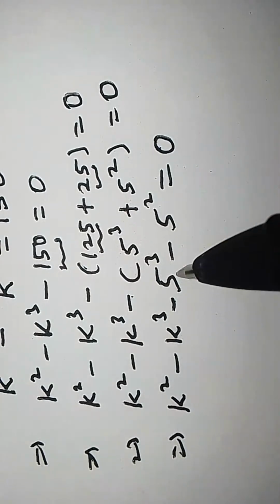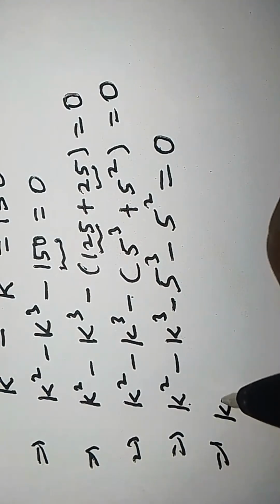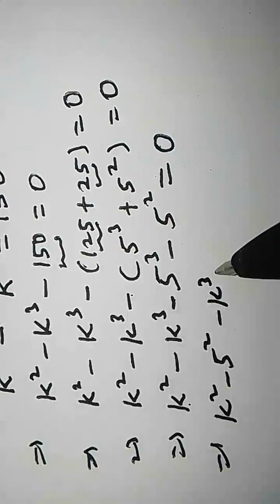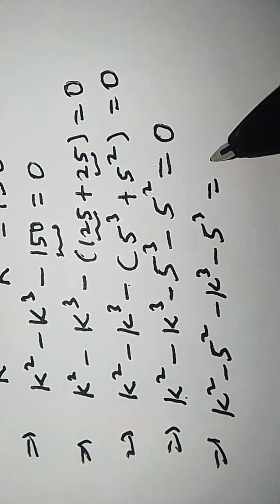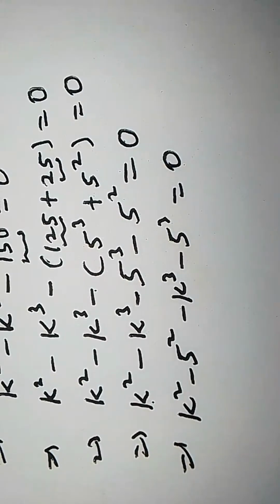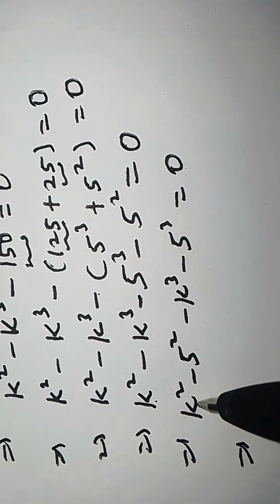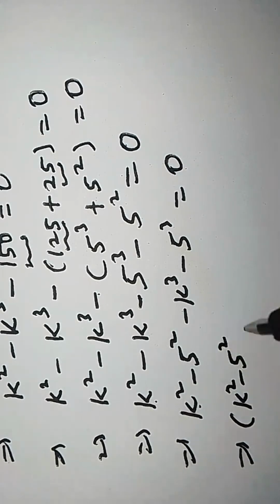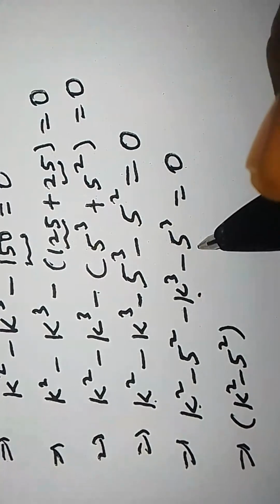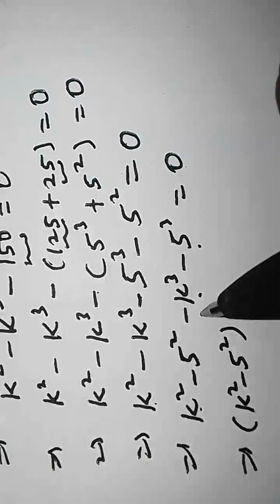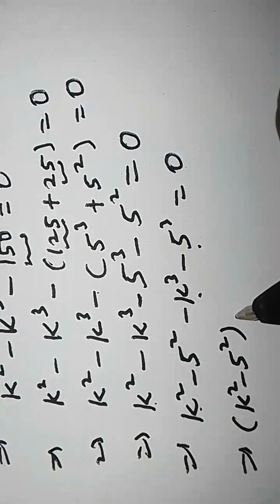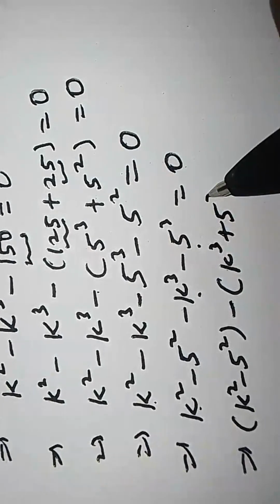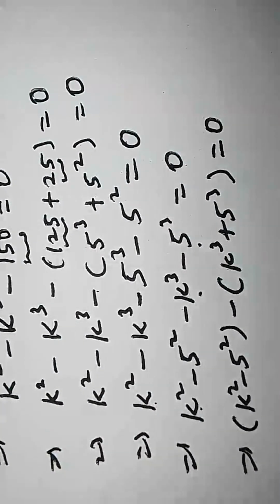Now, let us rearrange this equation. K squared minus 5 squared minus (K cubed minus 5 cubed) is equal to 0. Good. You will see that we can put these two guys in brackets. So we have K squared minus 5 squared. Also, from these two guys, it is very possible to factor out the negative sign. Doing that, we have minus into K to the power of 3 plus 5 to the power of 3 equal to 0. Let's continue.